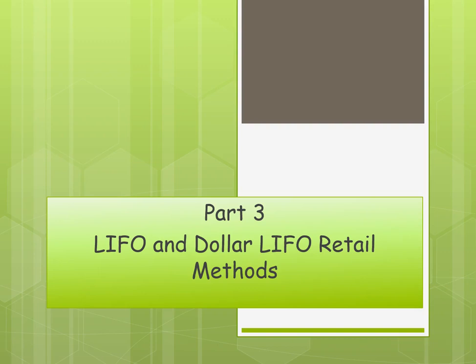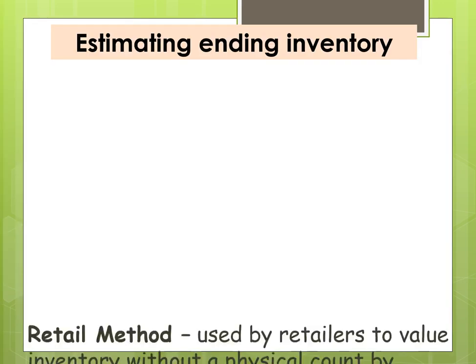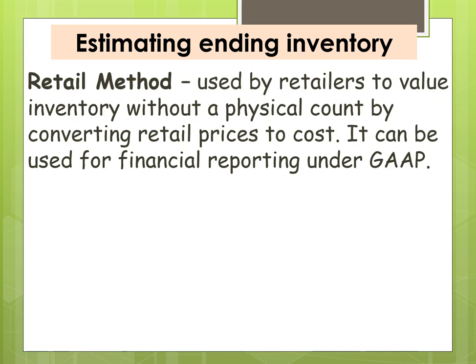Part 3, Chapter 9, Additional Inventory Issues. And now we're going to cover the last two for estimating retail using LIFO and dollar value LIFO. Again, with the retail method, we can use it for financial reporting, assuming it gets close, and the IRS also uses this method.